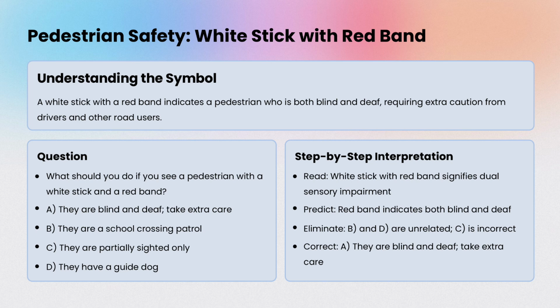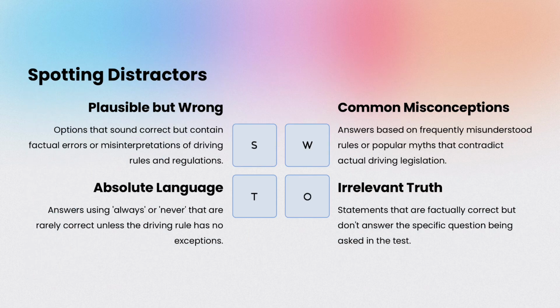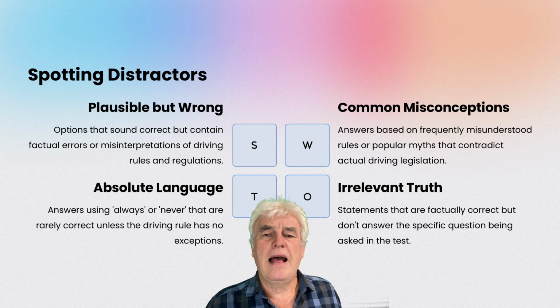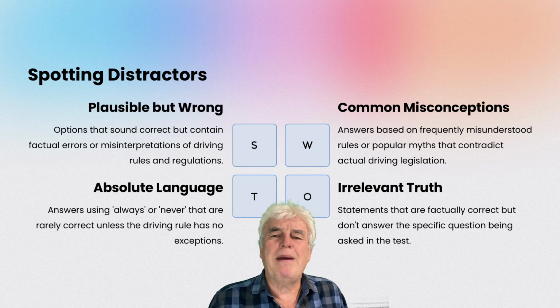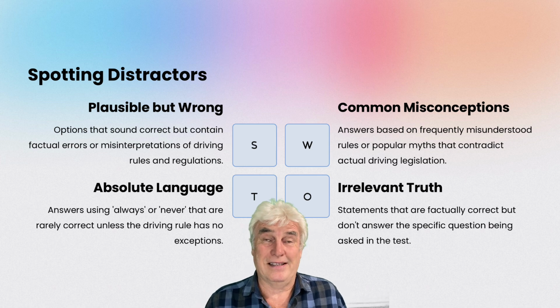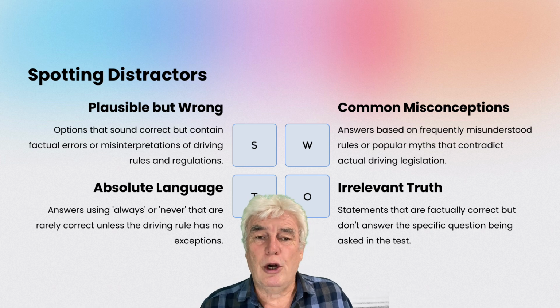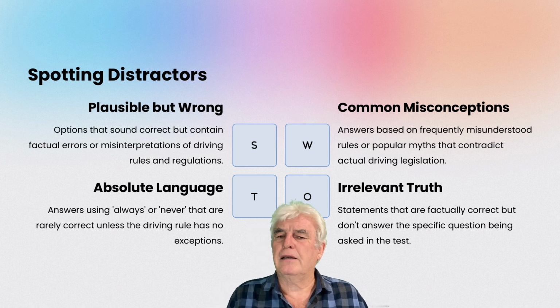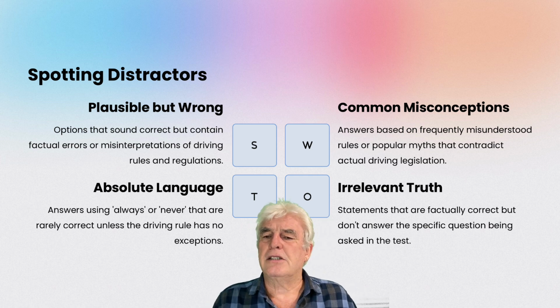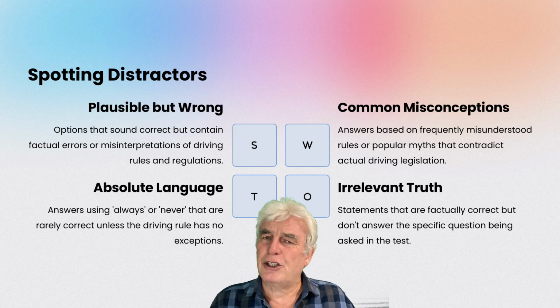So that's a couple of examples. Let's look at spotting distractors. Now, distractors are answer options designed to tempt you into making a mistake. They may include plausible but incorrect options. Answers that sound right but are factually incorrect.